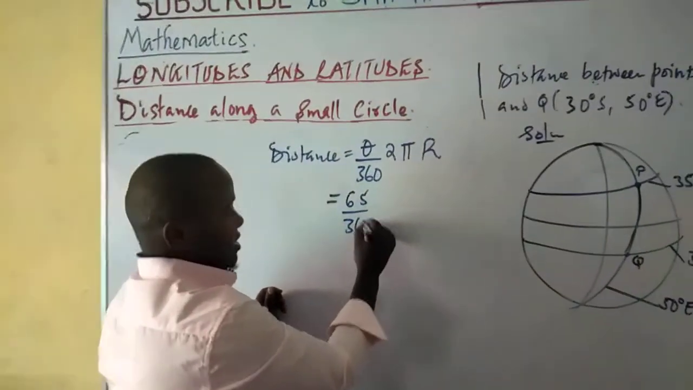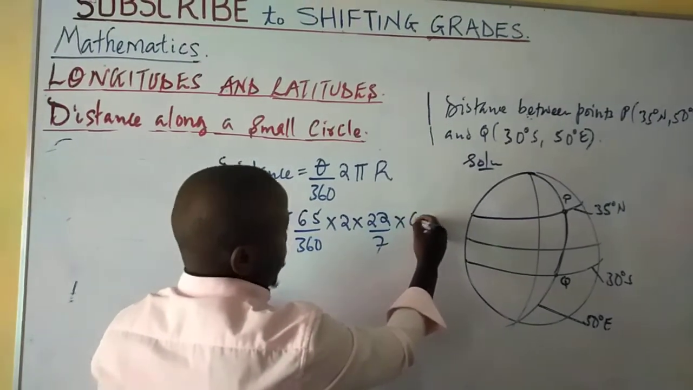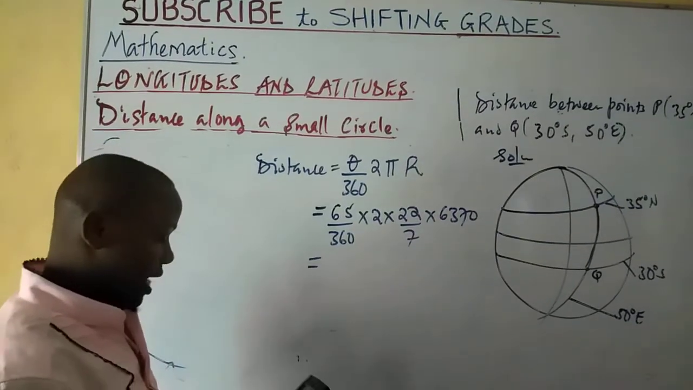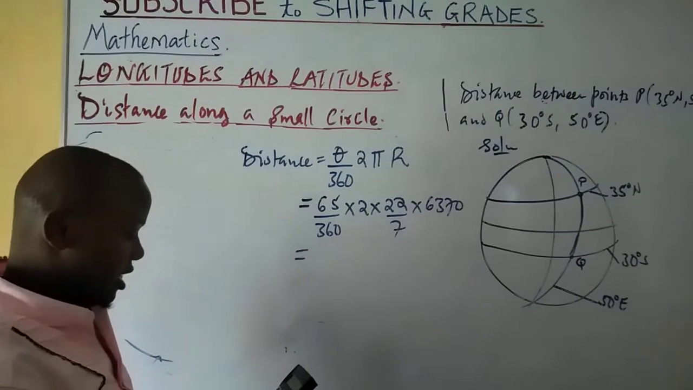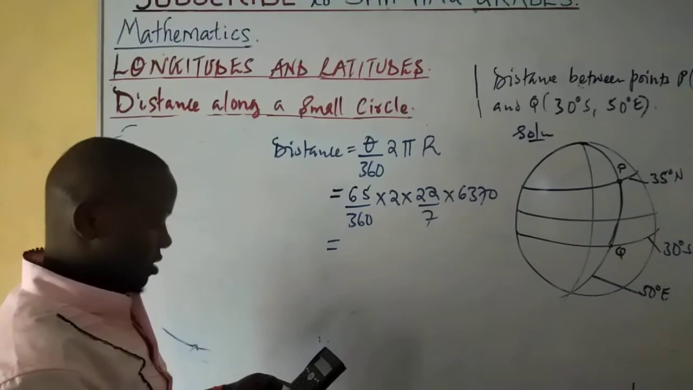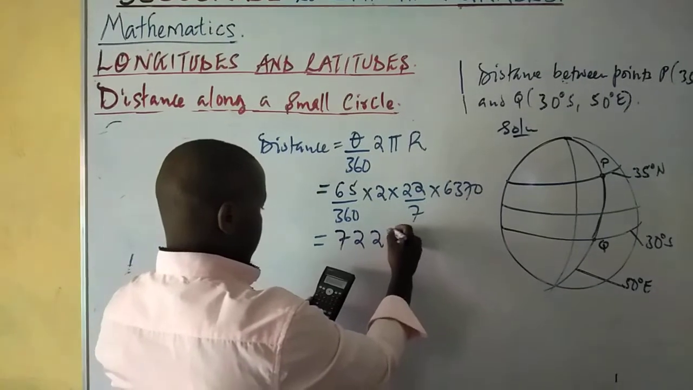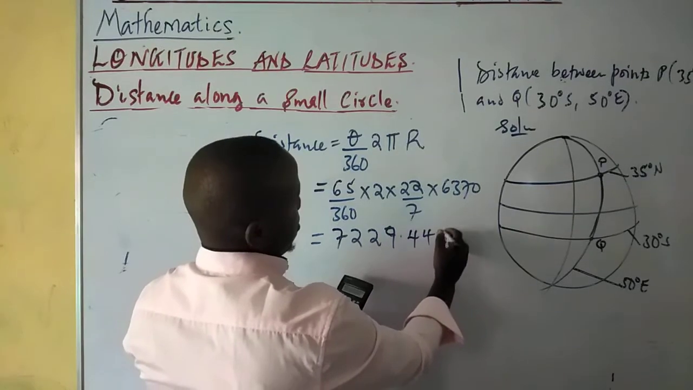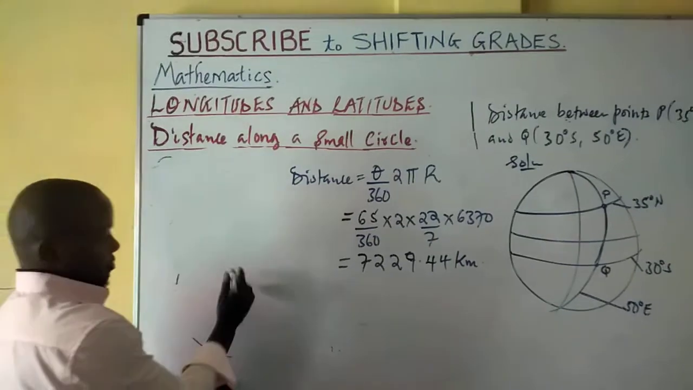Divide by 360 times 2 times 22/7 times 6370. Therefore, the distance in kilometers between these two places is 65 by 2 by 22 times 6370 divided by 360 times 7. This is 7,229.44 kilometers. We can get the distance in nautical miles.